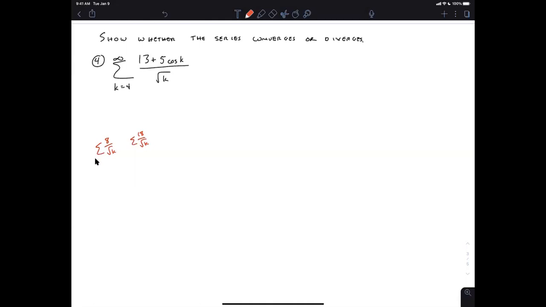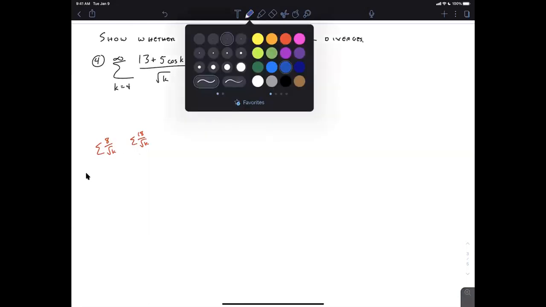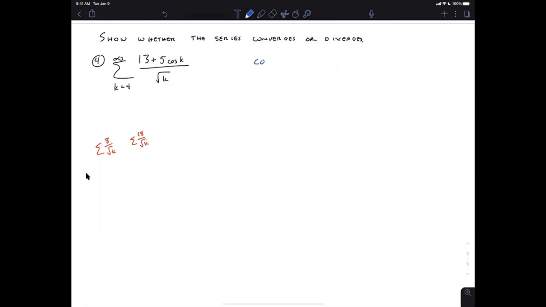So which one should I pick? Which one should I actually use? So this is bigger than which of these? 8 over square root of K? Yeah, it's bigger than 8 over square root of K because the smallest it can be is 13 plus 5 times negative 1. So we choose to compare this to the sum 8 over the square root of K, because we know that that diverges and we know this is bigger than this. Does that rationale make sense to everybody?